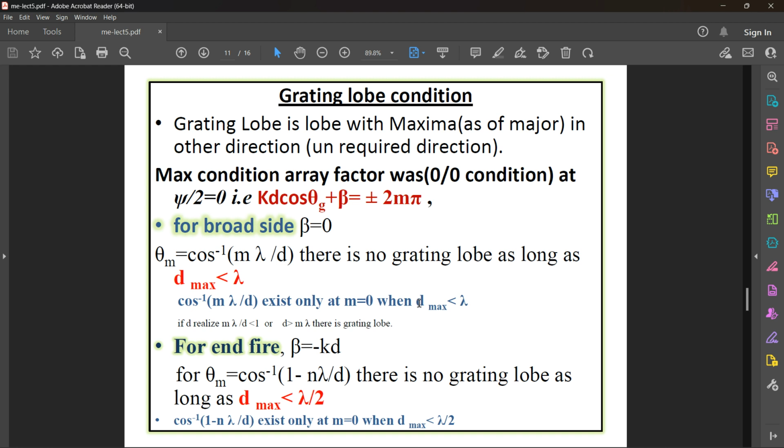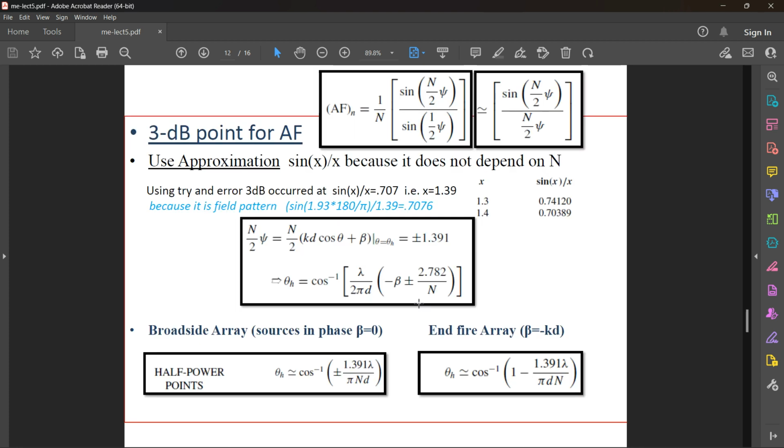And for endfire array, theta m is equal to cos inverse of 1 minus n lambda by d, where there is no grating lobe as long as d max is less than lambda by 2. So this condition we have to check whenever we go for the maximum condition.